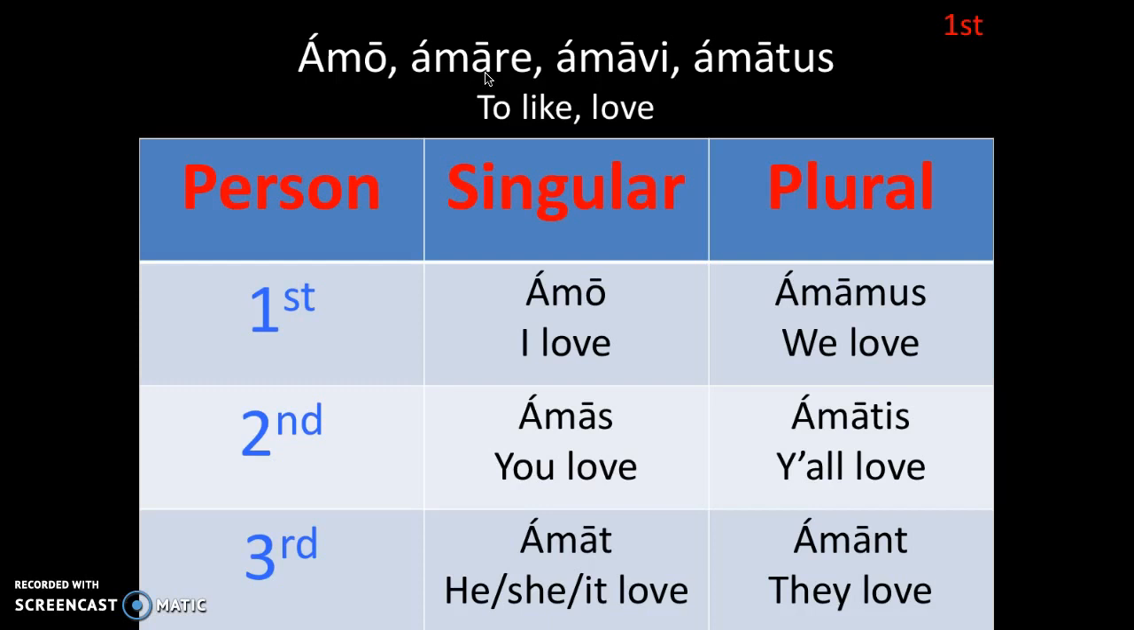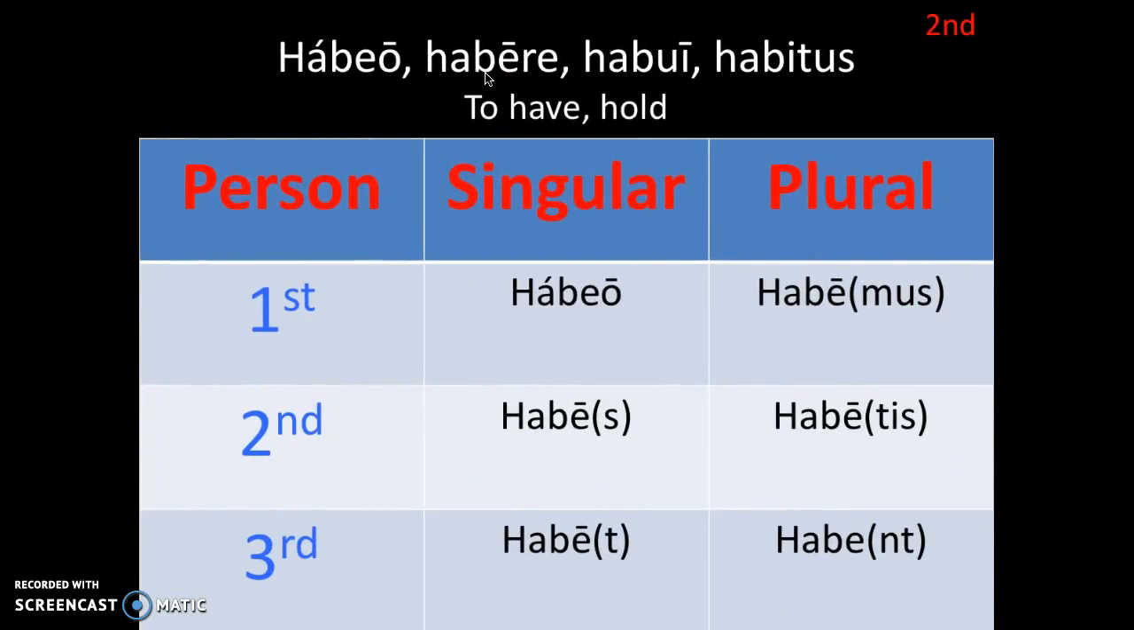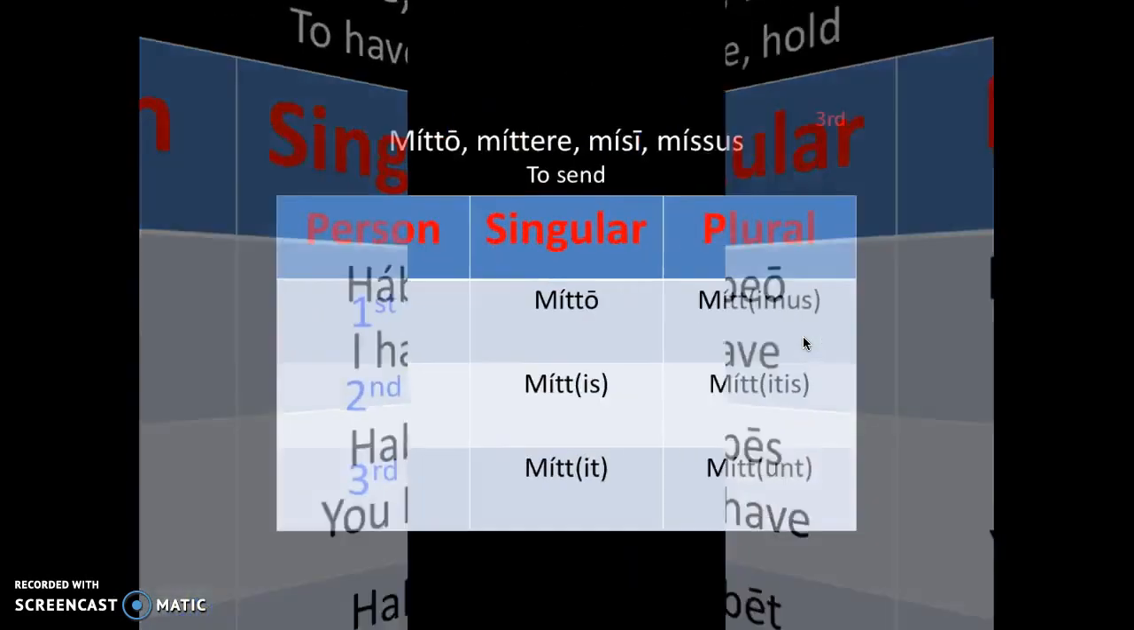If it's an ARE in the second principal part, then it is a first conjugation. And if it's a long ERE, then it is a second conjugation. Now, when you're done conjugating these verbs, you should end up with habeo, I have, habes, you have, habet, he/she/it has, habemus, we have, habetis, y'all have, and then habent, they have.